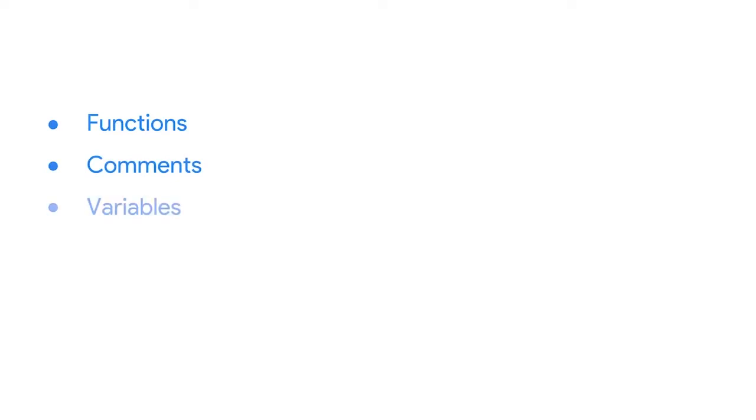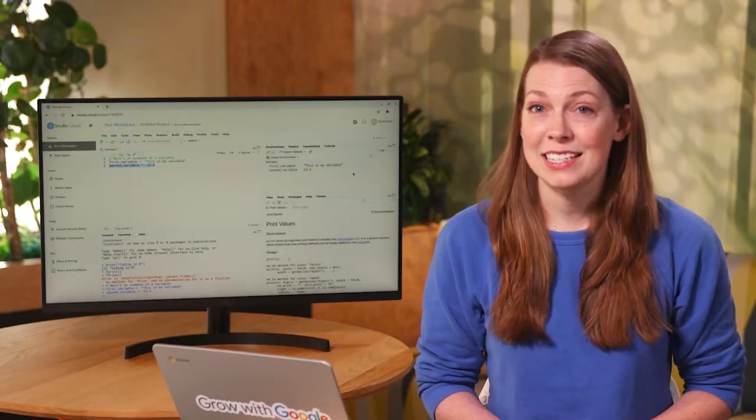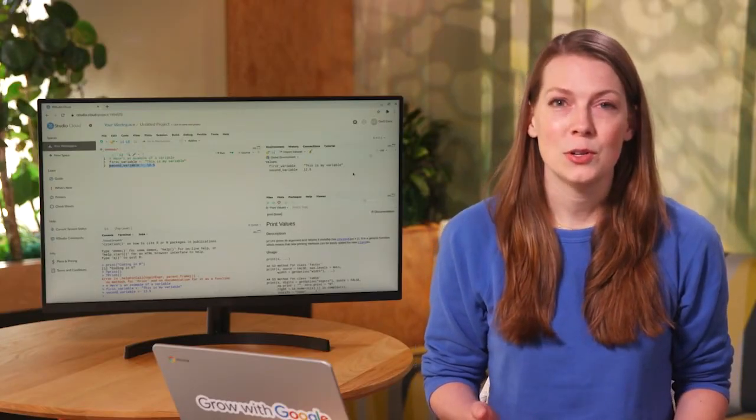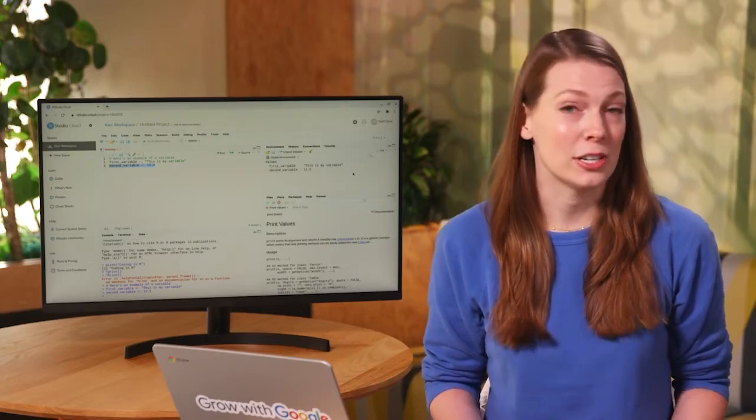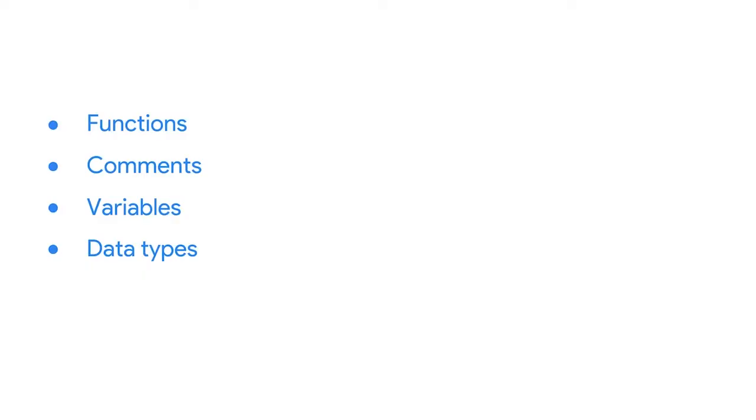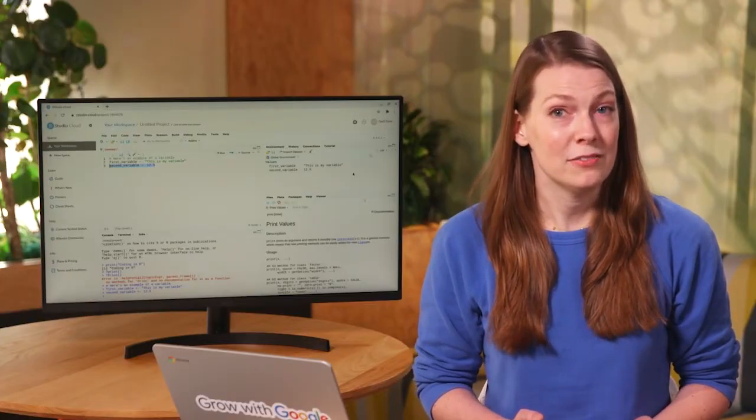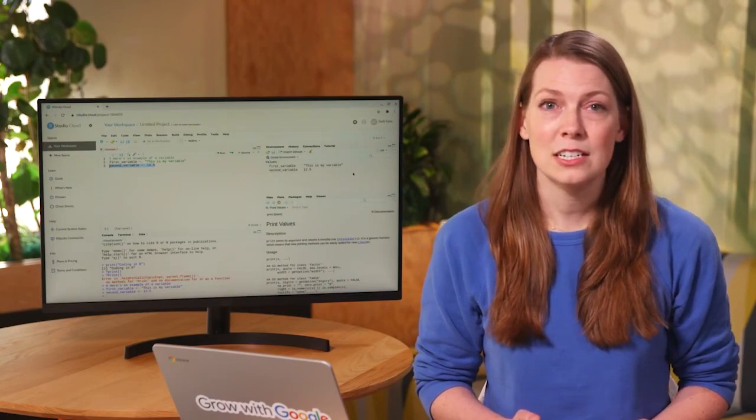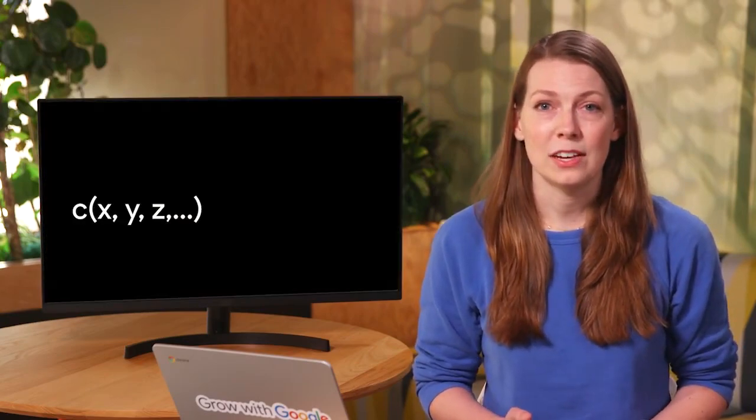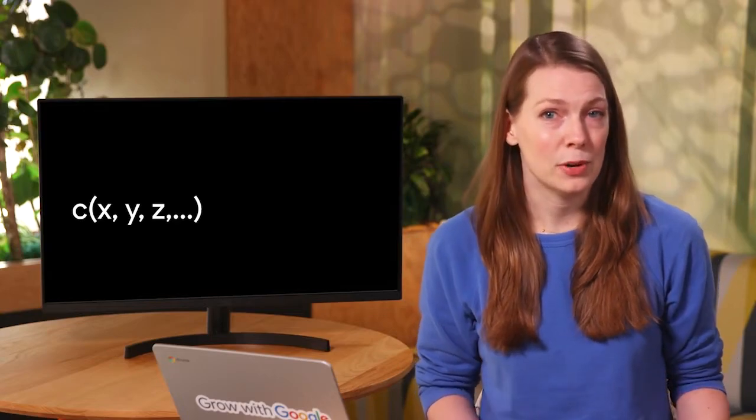We'll explore them later. With functions, comments, variables, and data types, you've got a good foundation for working with R. We'll revisit these throughout this program and show you how they're used in different ways during analysis. Let's finish up with two more fundamental concepts, vectors and pipes. Simply put, a vector is a group of data elements of the same type stored in a sequence in R. You can make a vector using the combine function. In R, this function is just the letter C followed by the values you want in your vector inside parentheses.